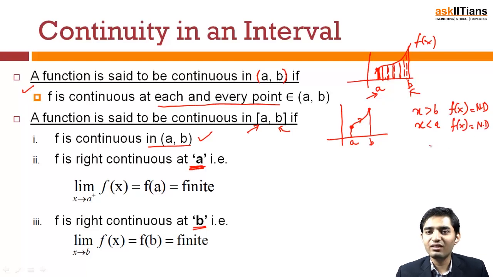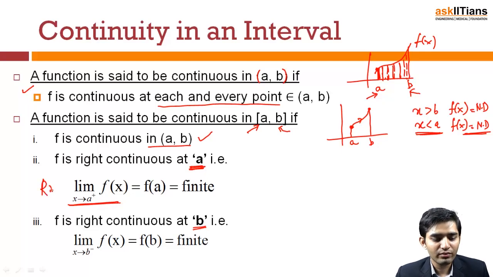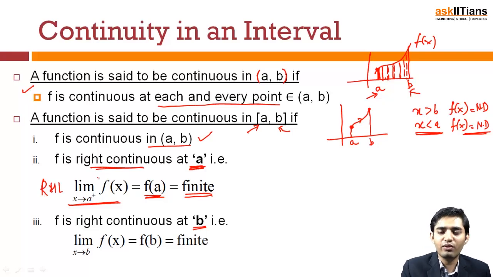If I want to check the continuity of this type of function at the endpoints, that means at x equal to a and x equal to b, then what I will do is, see, for x less than a, the function is not defined. So in this case, I will only check for x equal to a plus. So this is nothing but the RHL. If the RHL, the right hand limit, is equal to f(a), the value of the function at that particular point, and which is equal to finite also, then the function will be right continuous. Right continuous means it will be continuous from the right side.